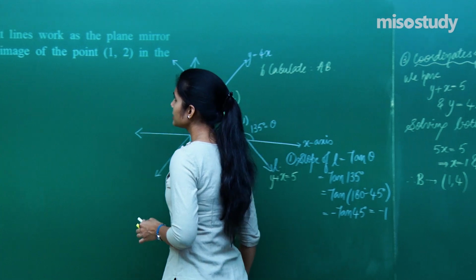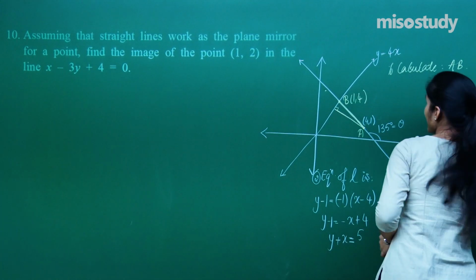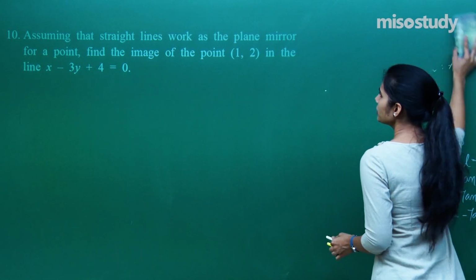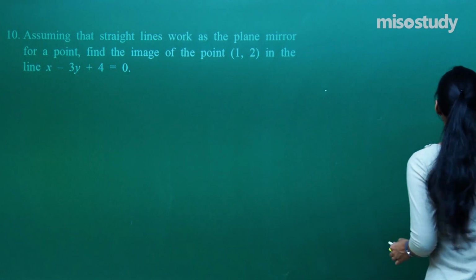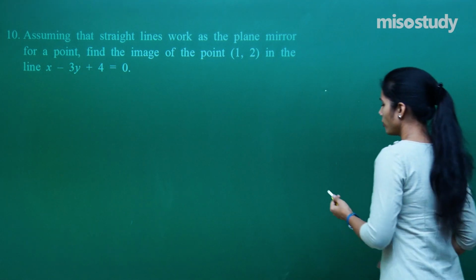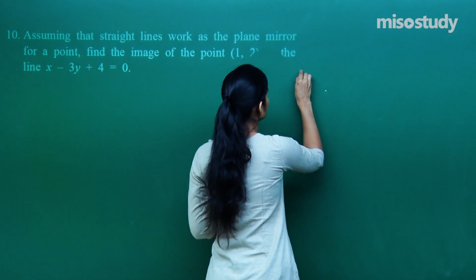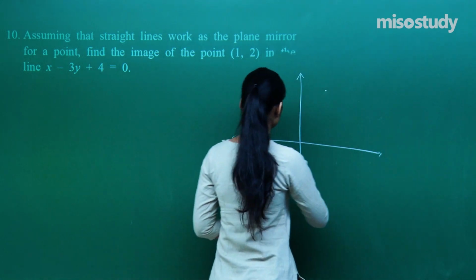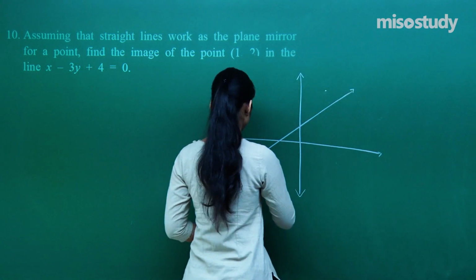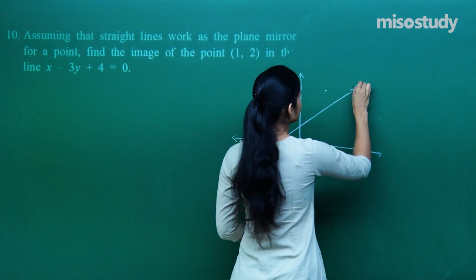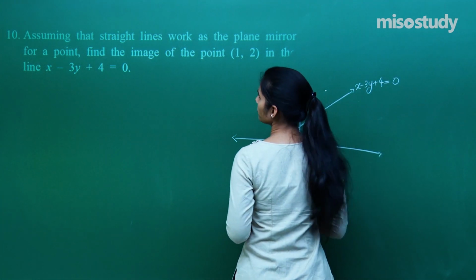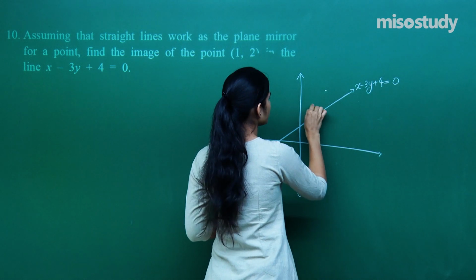Next we have, assuming that straight lines are working as mirrors for a point, find the image of the point 1, 2 in the line x minus 3y plus 4 equals 0. What is this actually trying to say is, let's say this is my line whose equation is given by x minus 3y plus 4 equals 0. There is this point 1, 2.